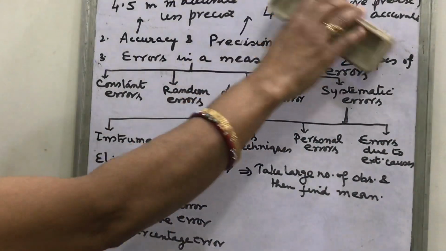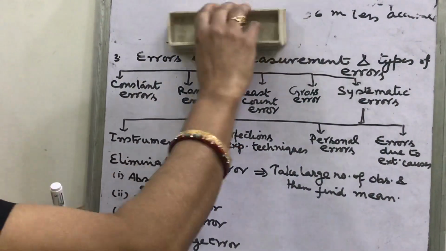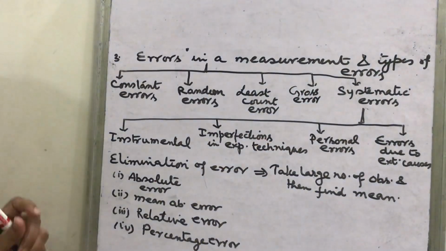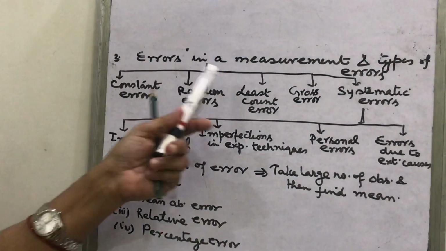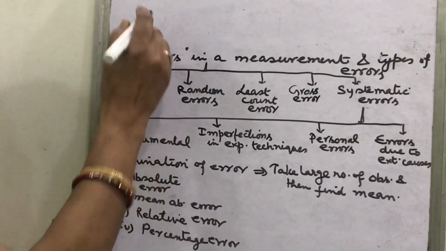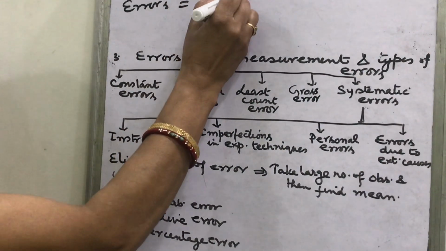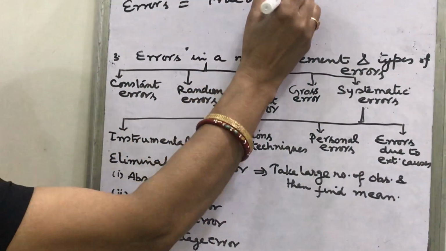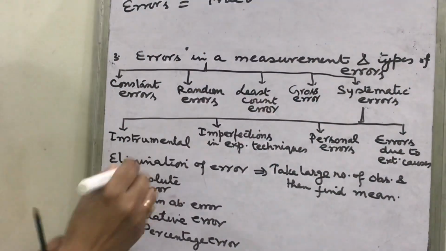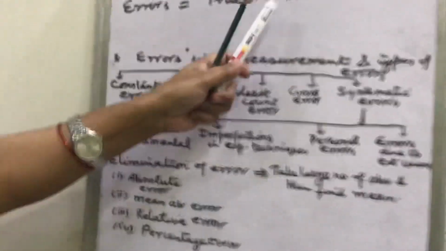Now come to the error in a measurement and types of errors. What are errors? Suppose you measure certain quantities; then the error in a measurement is the difference between the true value and the measured value. So to calculate error, it is true value minus measured value.